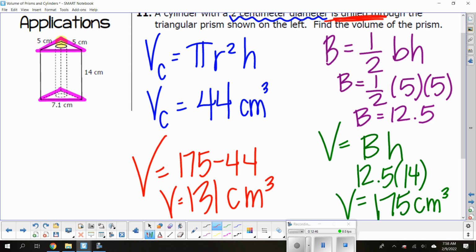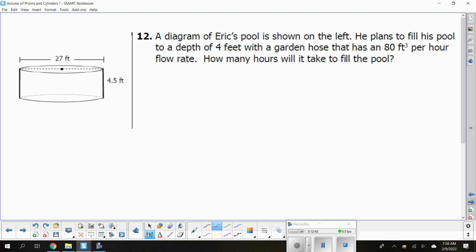Okay. Let's look at another one. A diagram of Eric's pool is shown on the left. He plans to fill his pool to a depth of 4 feet with a garden hose that has an 80 feet cubed per hour flow rate. How many hours will it take to fill the pool?